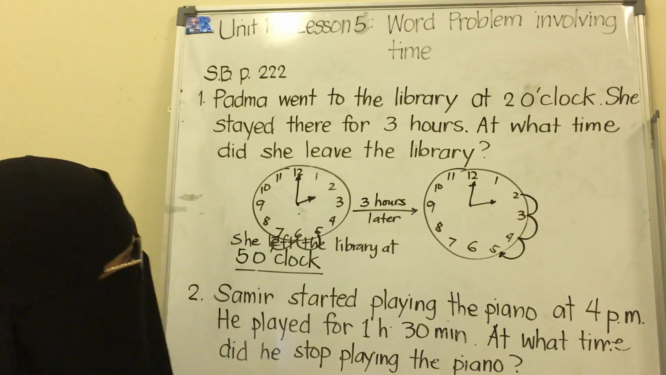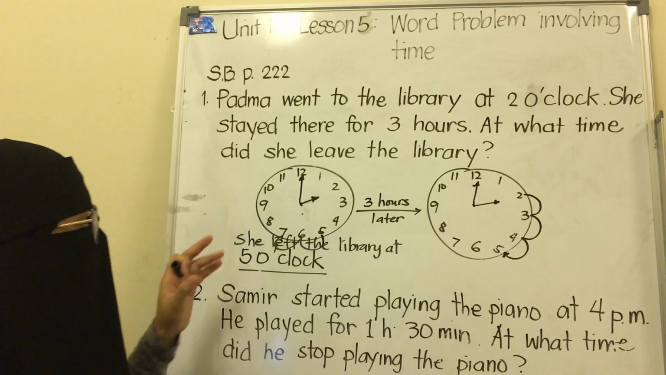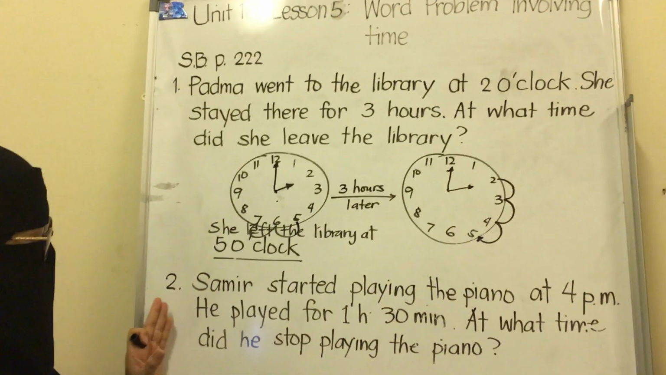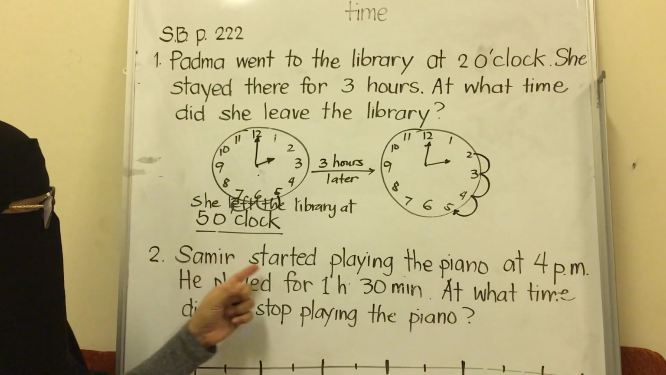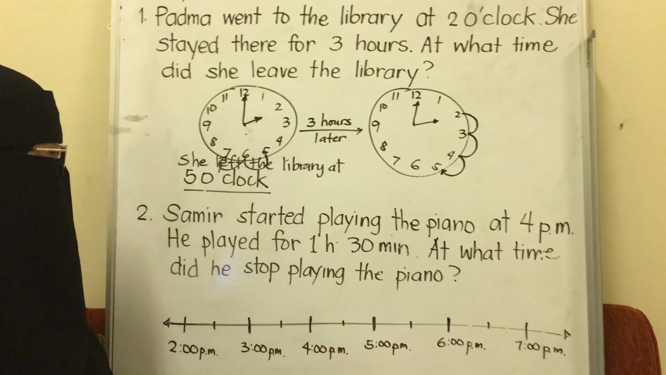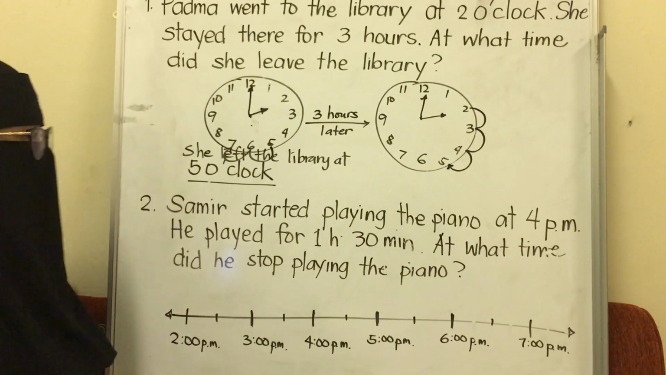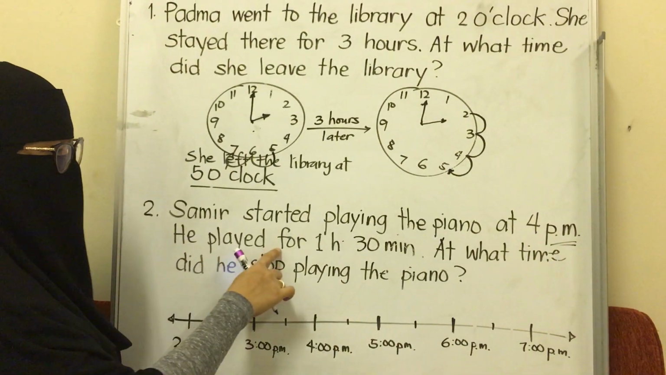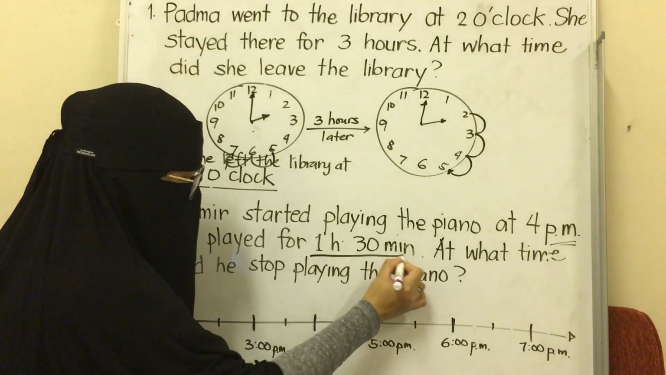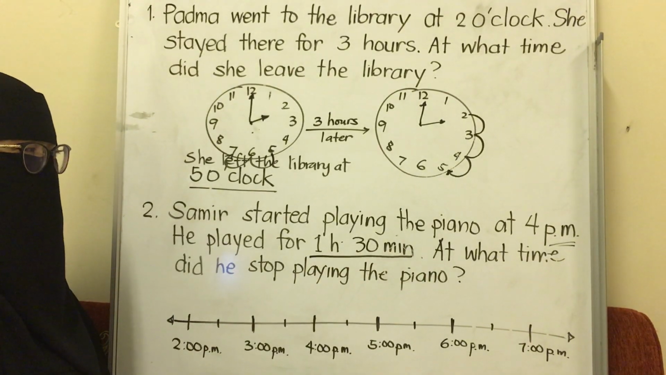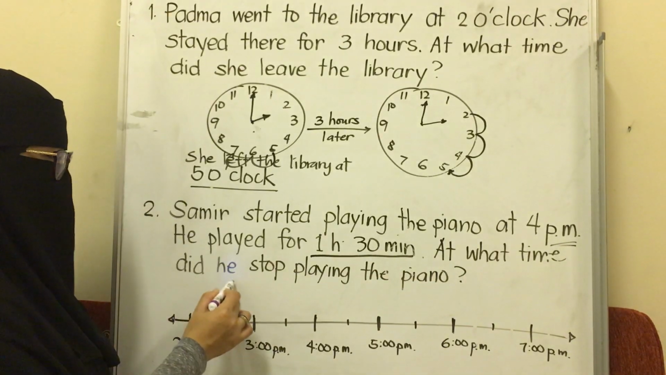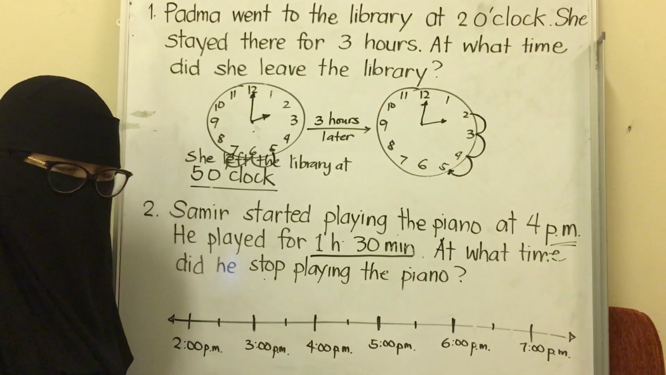Okay, now let's go to the second kind of question. Here we can use the clock. Now let us have question number 2. Samir started playing the piano at 4 o'clock p.m. Okay, p.m. means in the afternoon. He played for 1 hour and 30 minutes. At what time did he stop playing the piano?